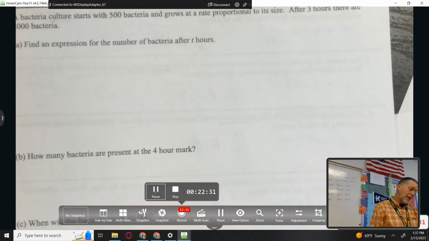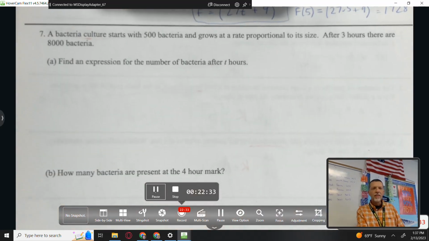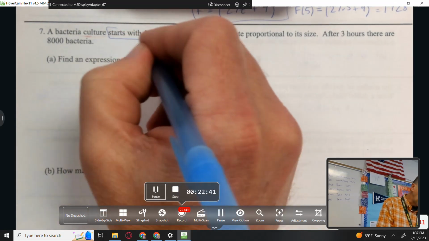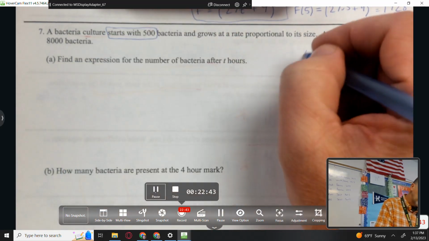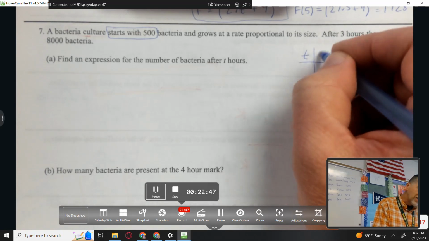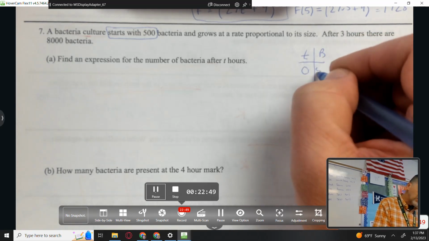Number 7, and we'll stop it after this one. A bacteria culture starts with 500 bacteria. Starts with 500, what's that mean? 0, 500. T and what letter do we want to use? B for bacteria. So 0, 500. A lot of bacteria.